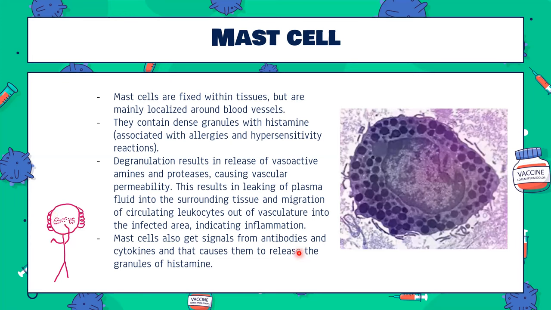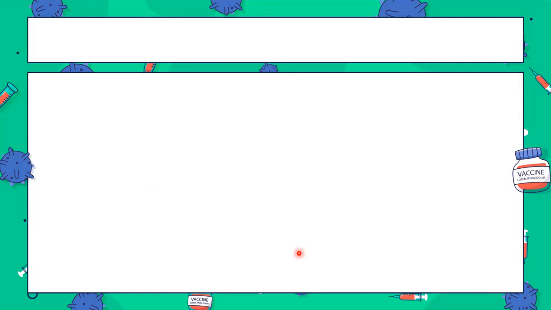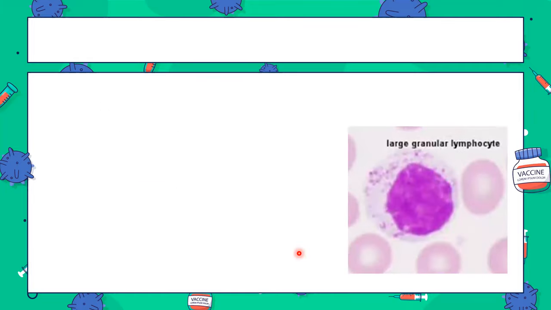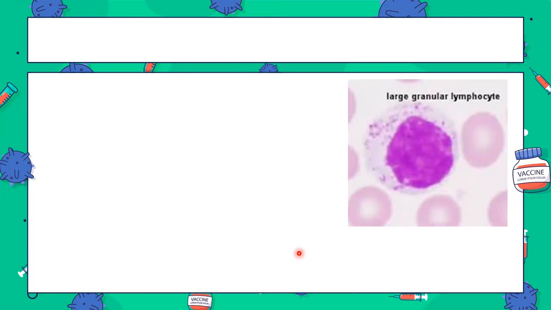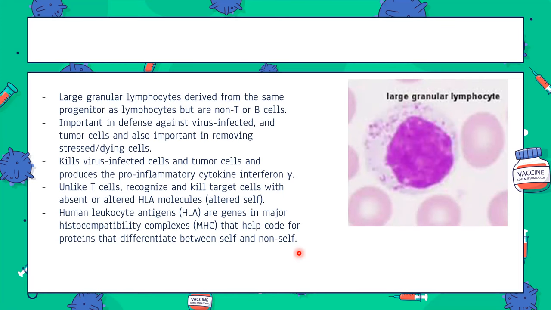All right. And finally, we have our last type of cell, which looks a lot like a regular lymphocyte, if you guys remember back in HLS, but it's actually not. So it's a large granular lymphocyte, quote unquote, that's derived from the same progenitor as lymphocytes, but it's not a T or a B cell. So what could it possibly be? This type of cell is important in the defense against virus-infected tumor cells and dying or stressed cells.